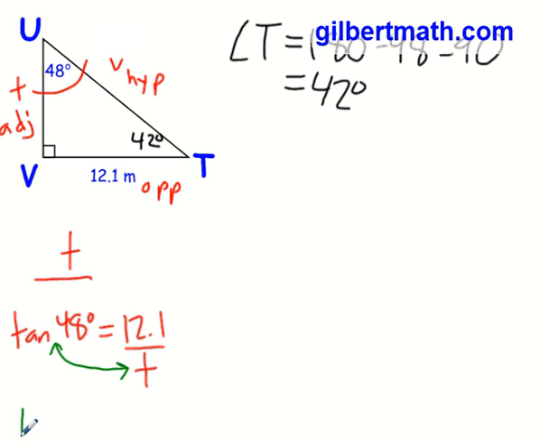So what we're going to have here is that T is equal to 12.1 divided by tan 48. And then if we go ahead and calculate that, we get that T is equal to 10.9 meters.